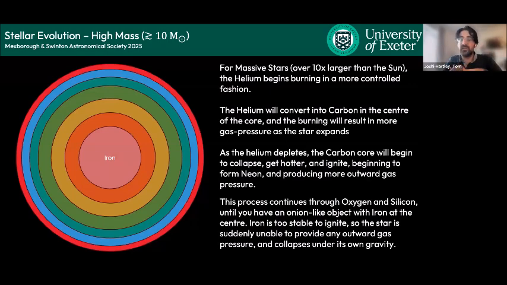Iron, however, doesn't burn. We can't turn that into anything hotter. This is stable, way too stable to ignite. And so suddenly we've run out of fuel. Very suddenly, we've got a massive object, loads of mass. It's very big. And all of a sudden, we've lost that fuel. We've lost our gas pressure. And so our star is going to begin to collapse under its own gravity.